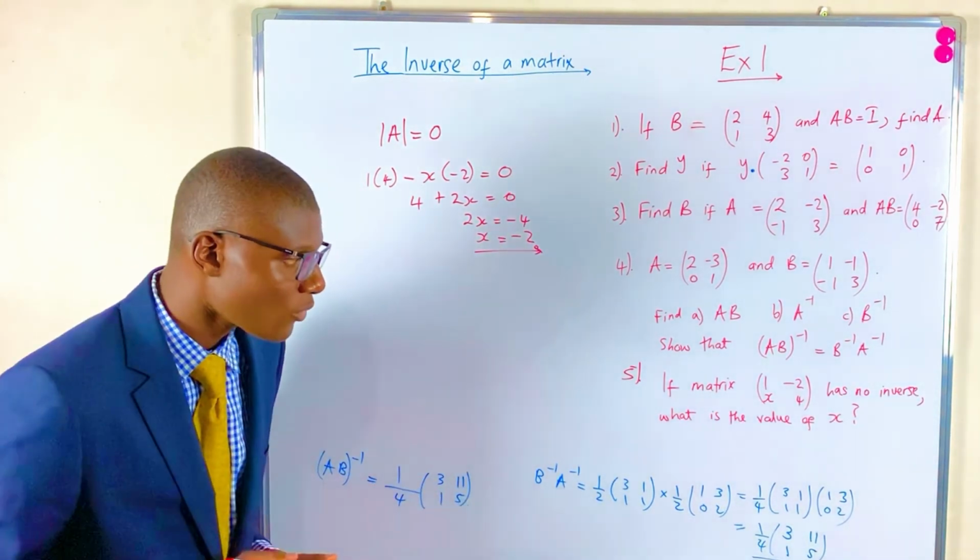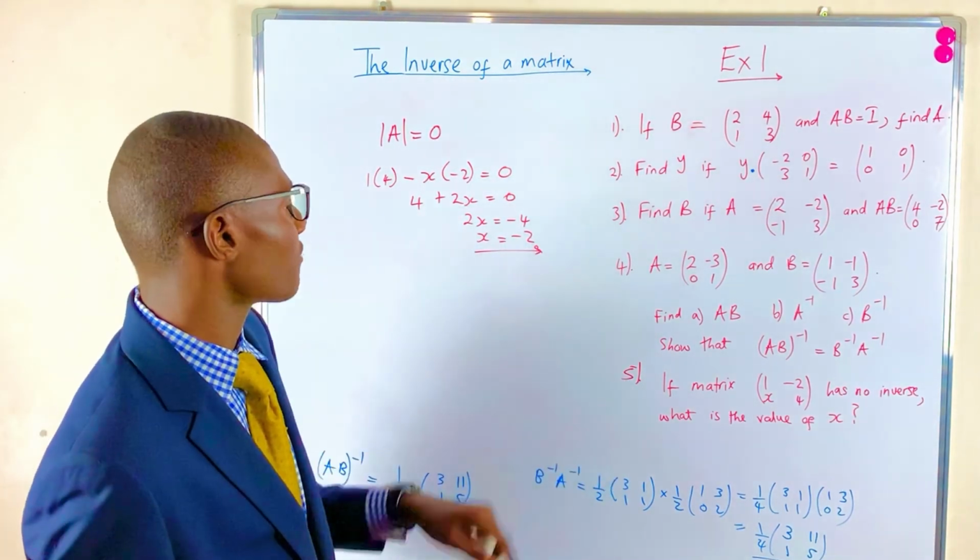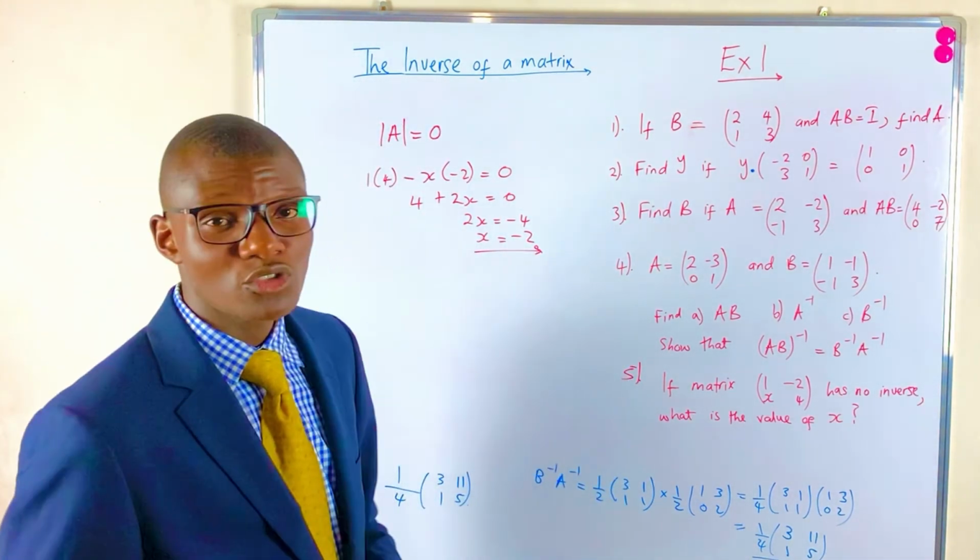Simple and straight to the point. So this is how we find the value of x, x being equal to -2.